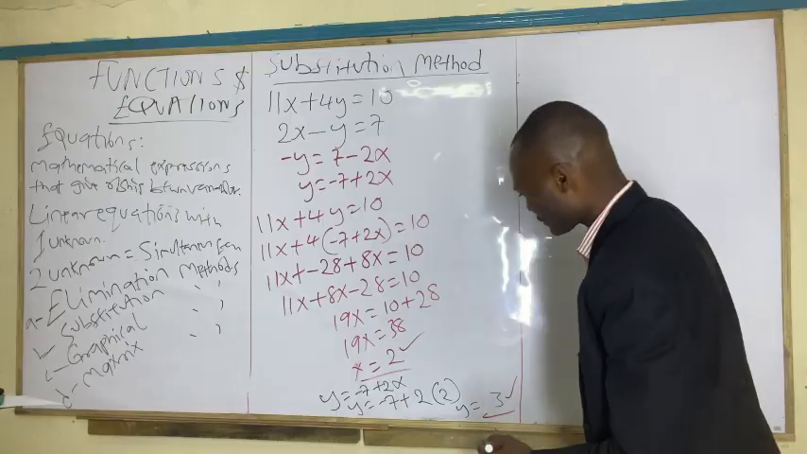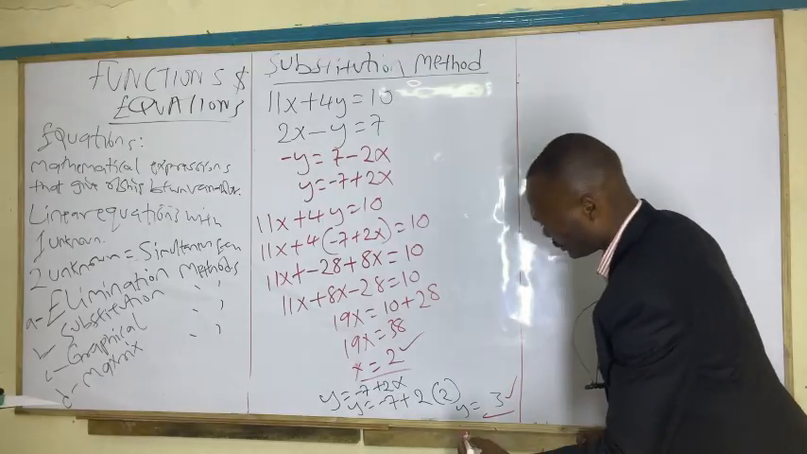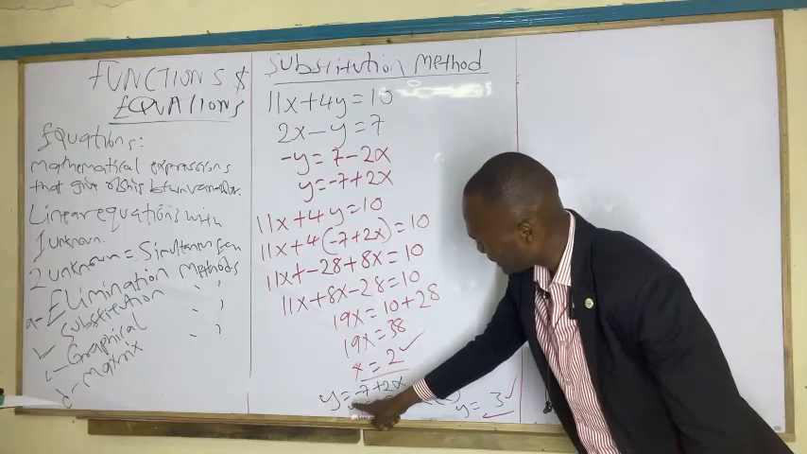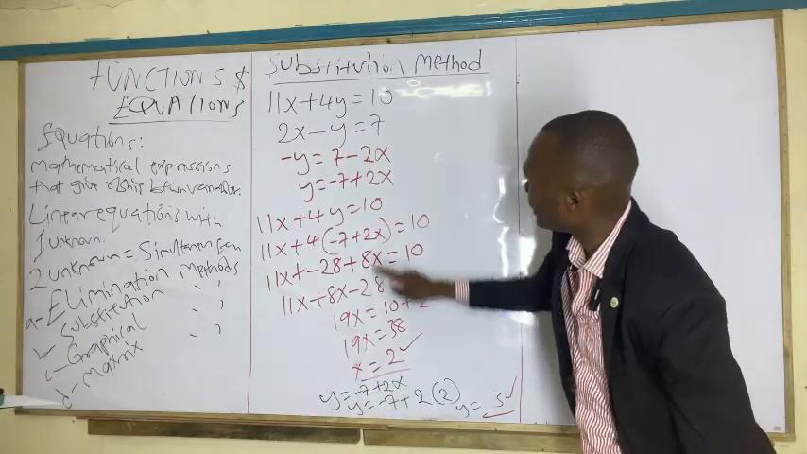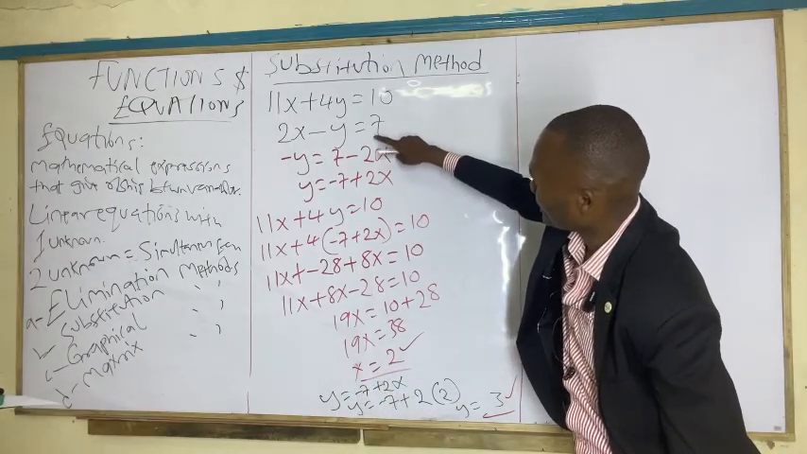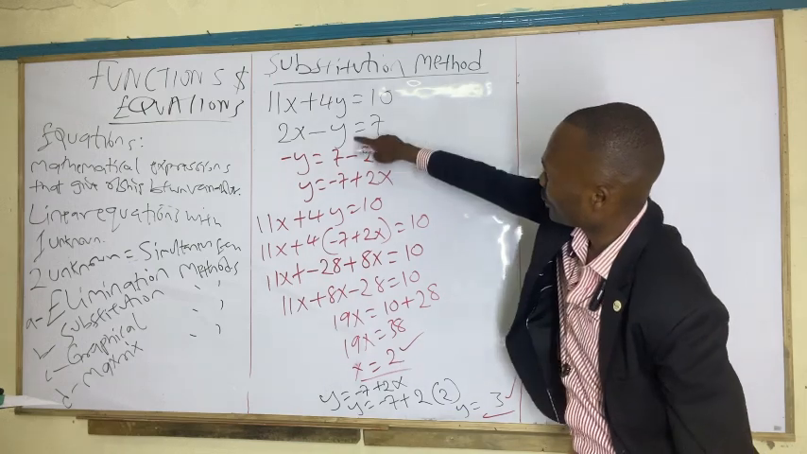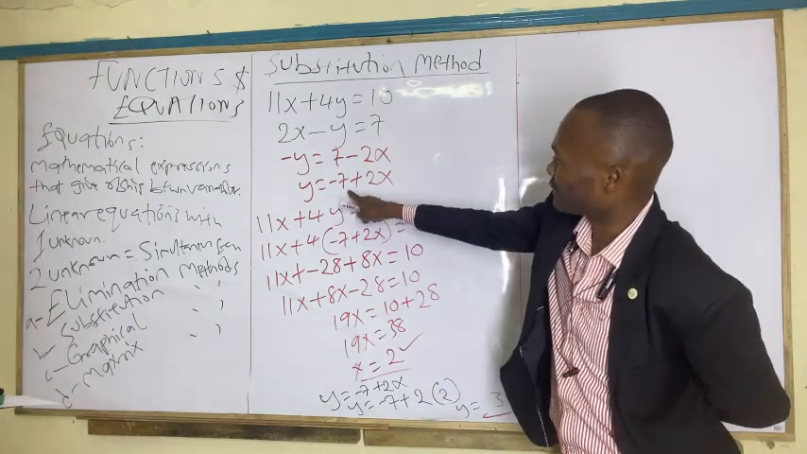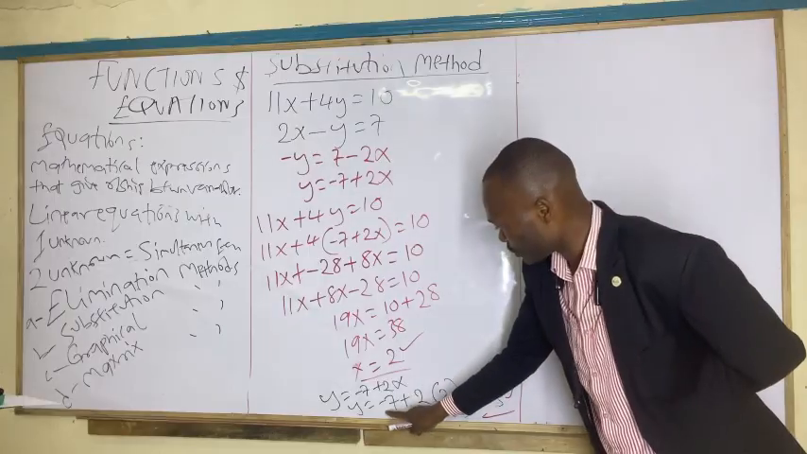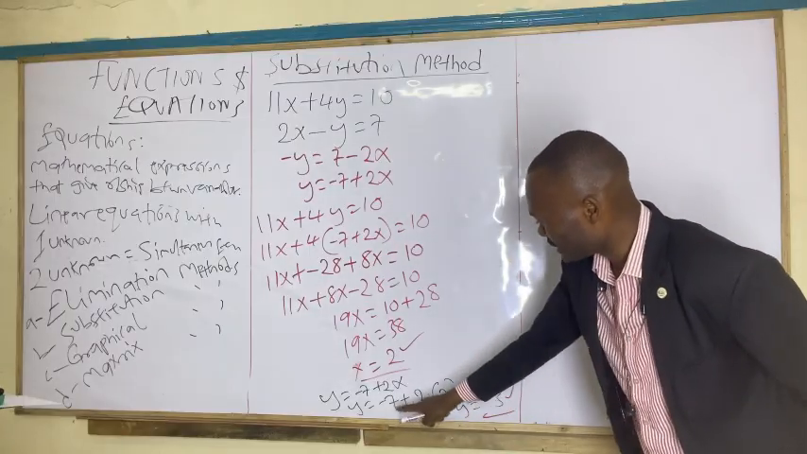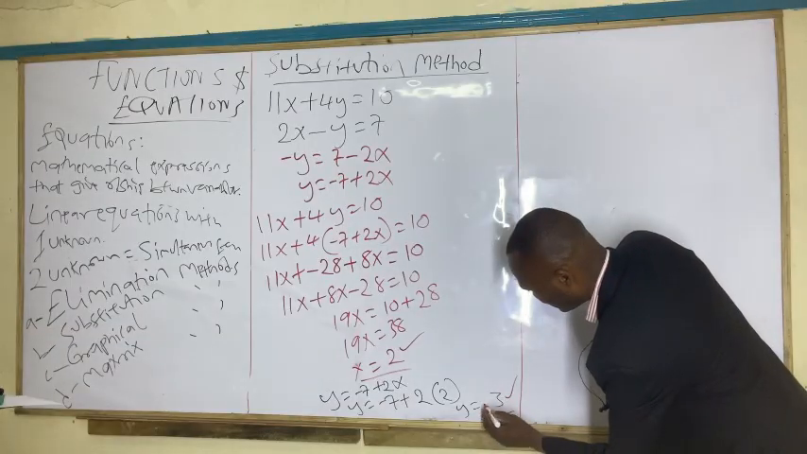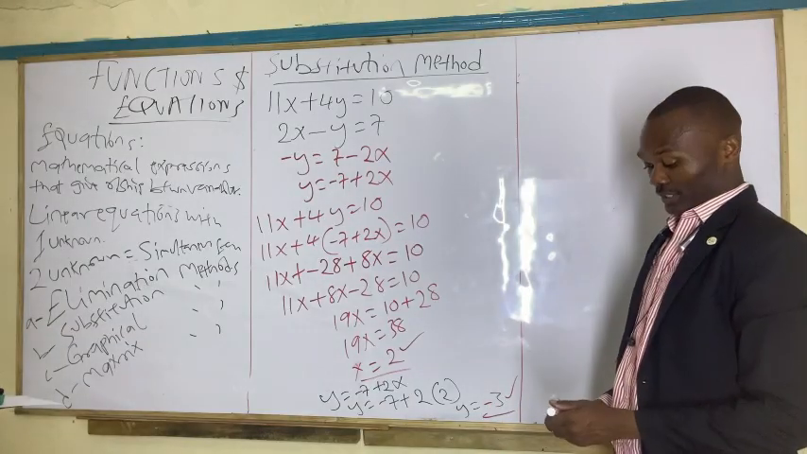Here, you see? We said y is equals to negative 7 plus 2x. So y is equals to negative 7 plus 2, so this is negative 7 plus 4. That should be a negative 3. So I think now we are good.